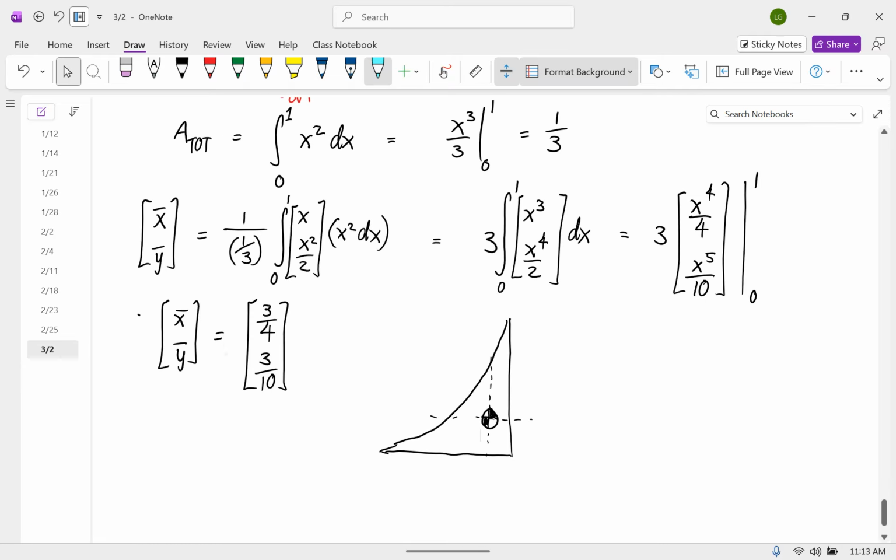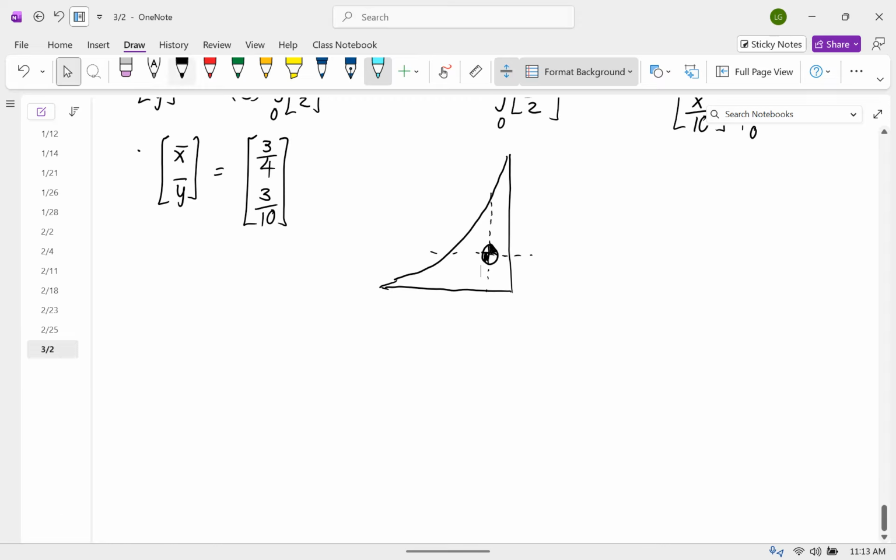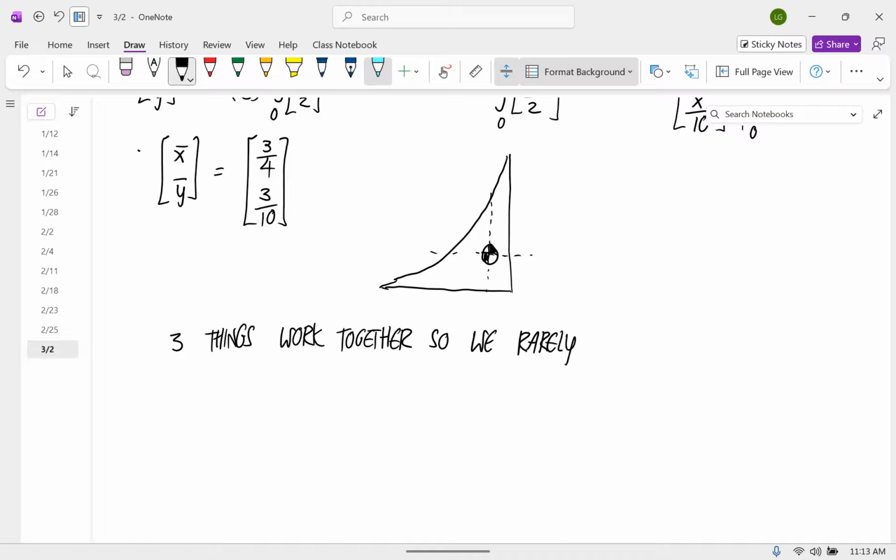Okay, well, it would be best if we didn't have to compute integrals like this every time we wanted to use a centroid. 3 things work together so that we rarely have to use this integral definition.